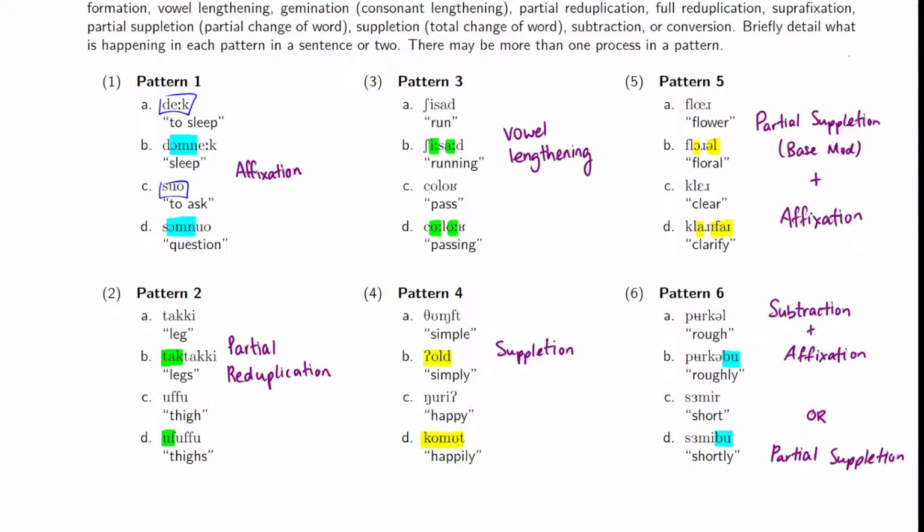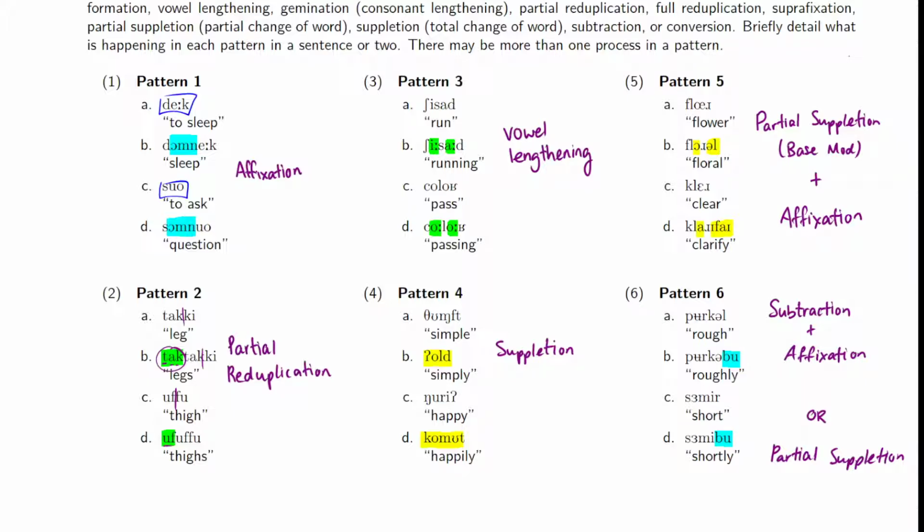In pattern 2, we're going from taki to tak-taki to make the plural form, and ufu to uf-ufu. So we're adding something to the beginning of each of the roots, and it happens to be that they are the same sounds, at least the first syllable of the base. So that first syllable, tak or uf, is getting reduplicated. So this is partial reduplication.